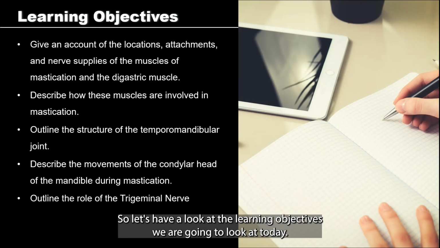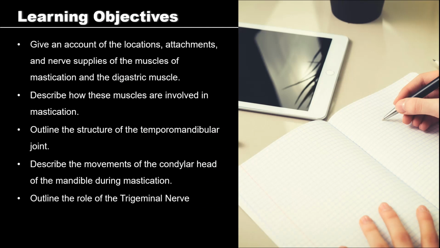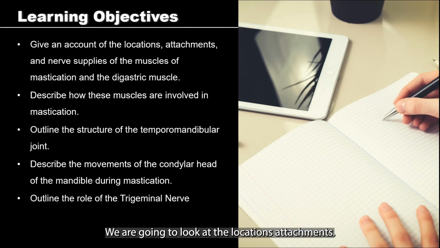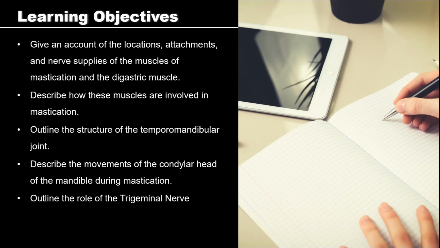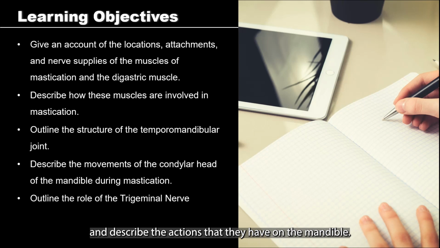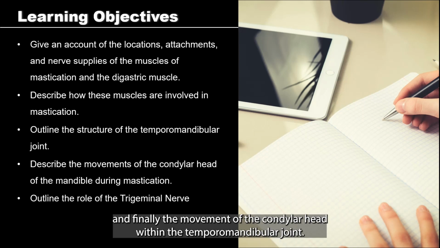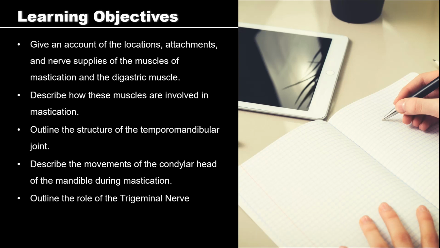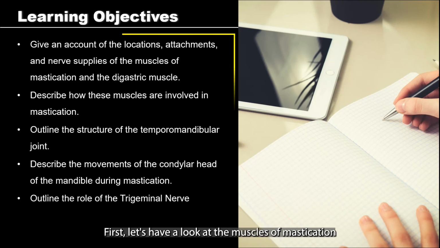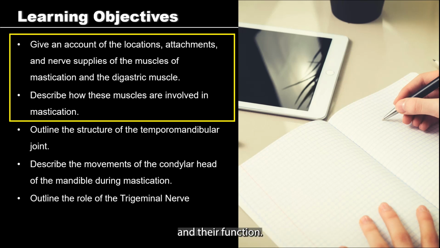So let's have a look at the learning objectives we are going to look at today. We are going to look at the locations, attachments and nerve supplies to the muscles of mastication and the digastric muscle, and describe the actions that they have on the mandible. We are also going to look at the structure of the TMJ, and finally the movement of the condylar head within the temporomandibular joint. We're also going to outline the role of the trigeminal nerve, a very important nerve exploited during dentistry. First, let's have a look at the muscles of mastication and their function.